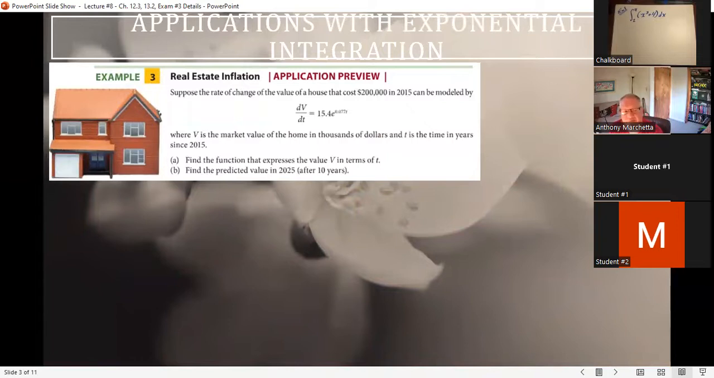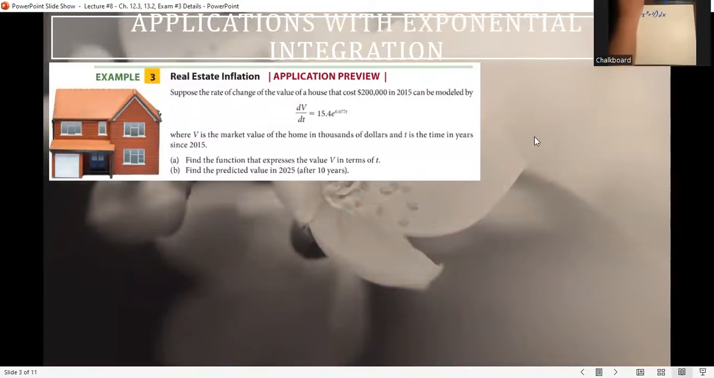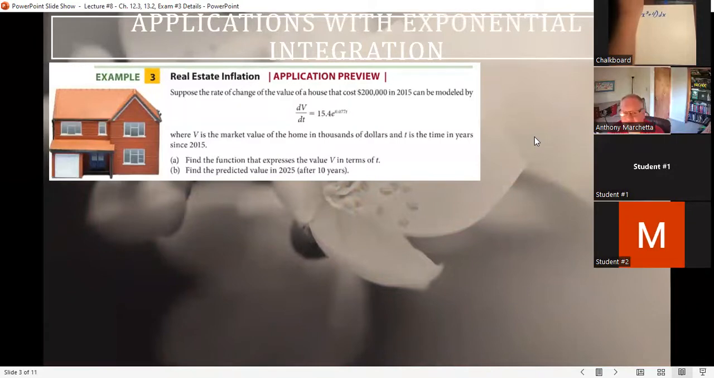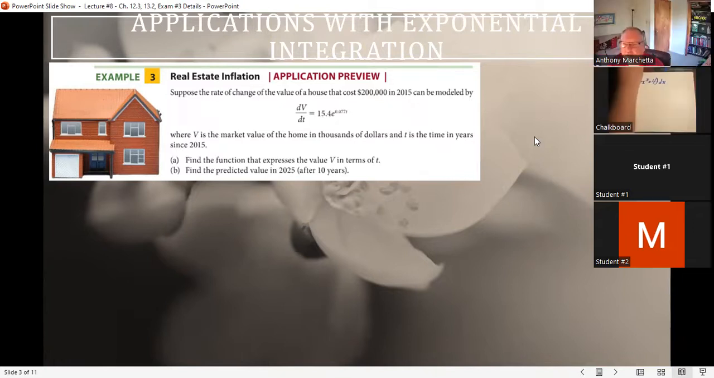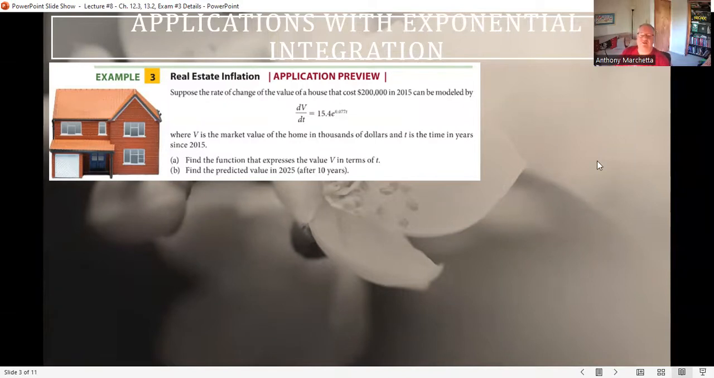Let's read example 3. It says, suppose the rate of change of the value of a house that cost $200,000 in 2015 can be modeled by, and we have an expression there, an equation that looks like a derivative. It's a derivative in terms of e. We've got e in there, and we have t in there for time. Then it's telling you V is the market value of the home in thousands of dollars, and t is the time in years since 2015. So find the function that expresses the value of V in terms of t.